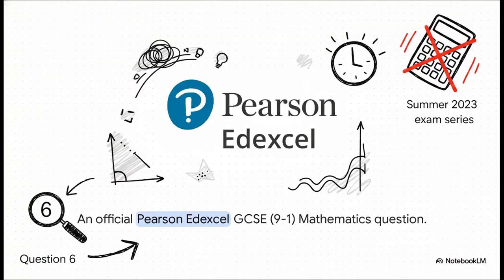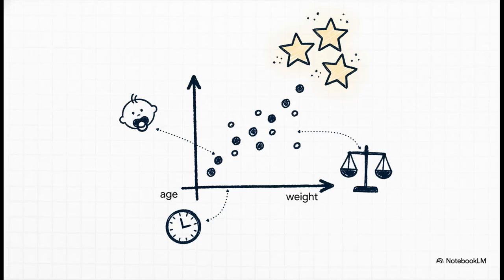So, what we're looking at here is Question 6 from the Pearson Edexcel Higher Tier, Paper 1. And remember, Paper 1 means no calculator. This one's from the Summer 2023 exam series, and it's a real classic data interpretation problem. You know the type. It's all about a scatter graph that shows the relationship between a baby's age and its weight. It's split into two little parts, A and B, and it's worth a total of 3 marks.